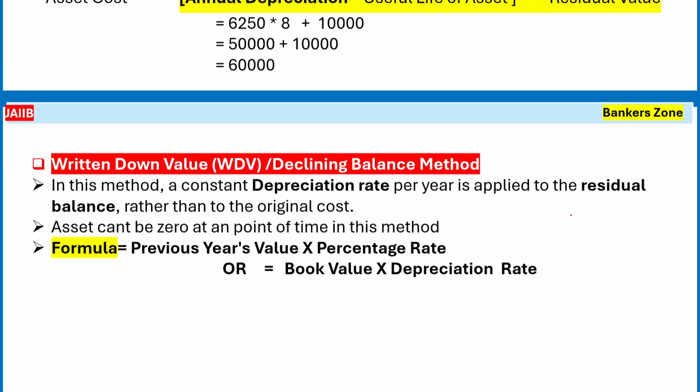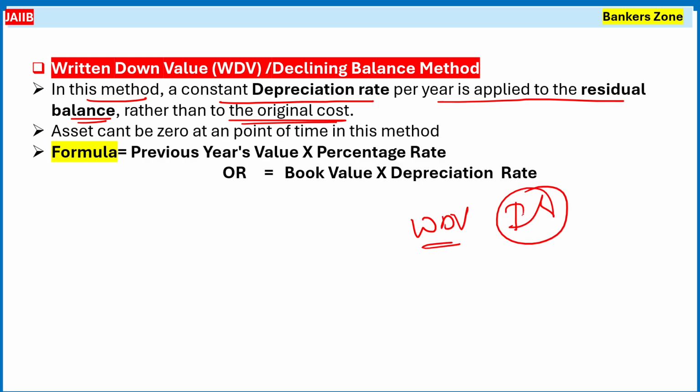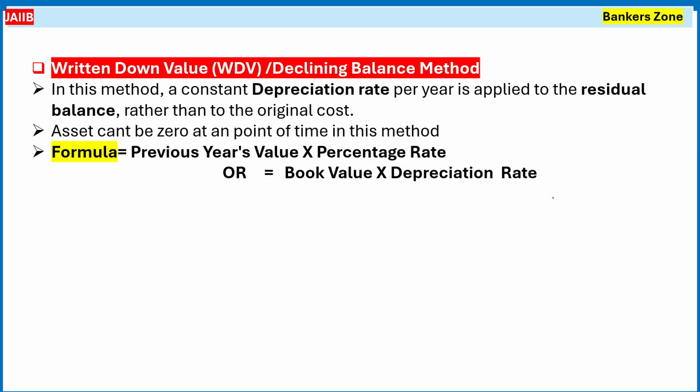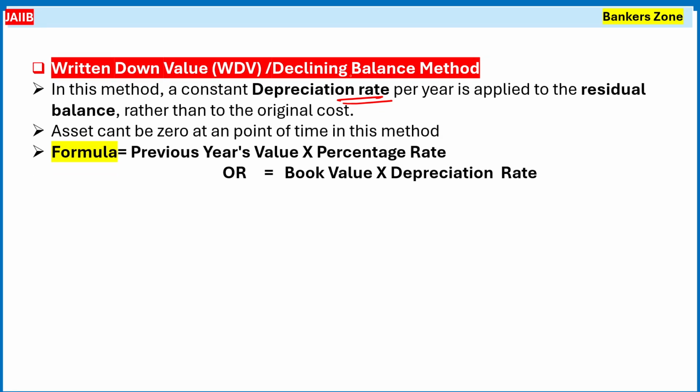Very simple. Now, written down value method, WDV, is also called the declining balance method or the diminishing balance method. So, in this method, a constant depreciation rate per year is applied to the residual balance rather than the original cost. So it is very interesting. You see, written down value method is used mainly by insurance companies, WDV. Okay. So here, previously we applied the depreciation rate to the initial purchase value. However, in case of declining balance, we are applying it to the residual value or the book value rather than the original cost.